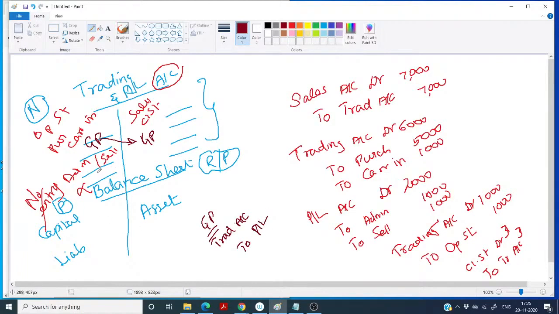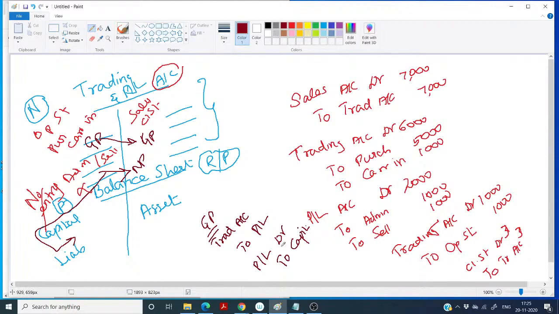And the balance that you get in the P&L account is named net profit. That net profit will be added to the owner's capital account. So for that the entry will be, I am debiting the P&L account because the amount available in the P&L account is now transferable to the capital. Clear?